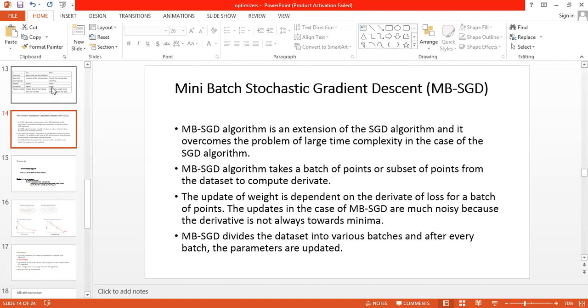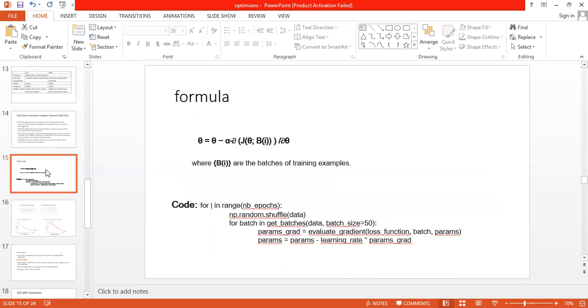In it, the gradients are calculated on the basis of the derivative of the loss. But the derivative of the loss calculated here is somewhat noisy in the case of mini batch SGD. After the derivative is calculated, the parameters are updated. So this is the formula for mini batch SGD.